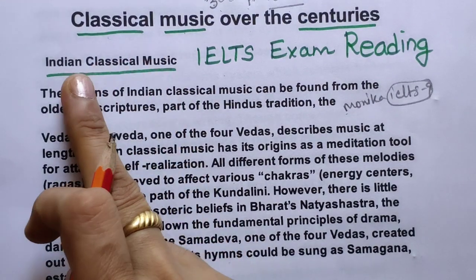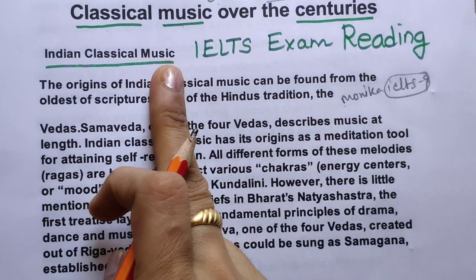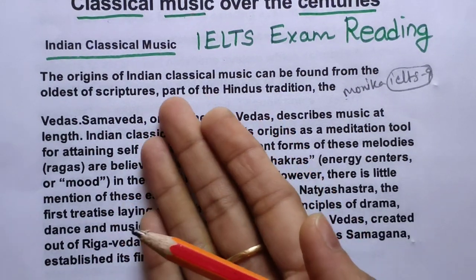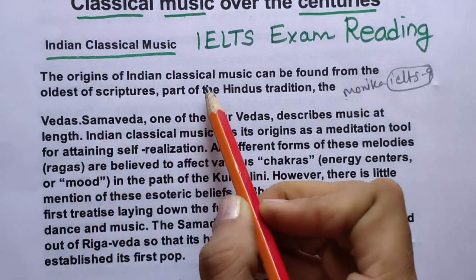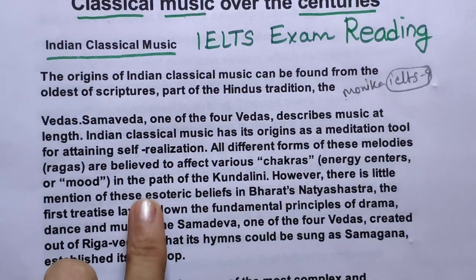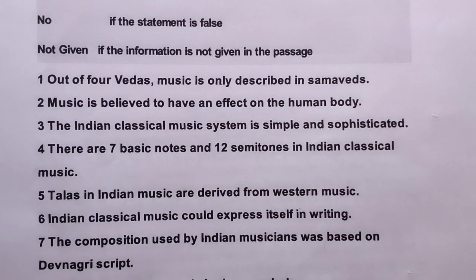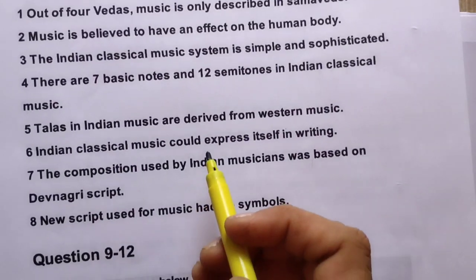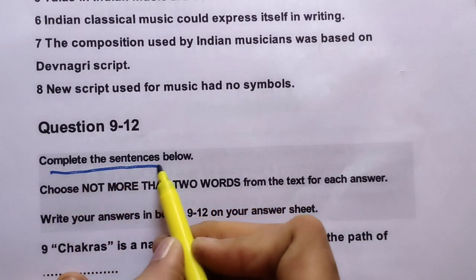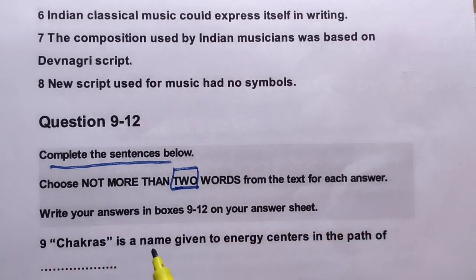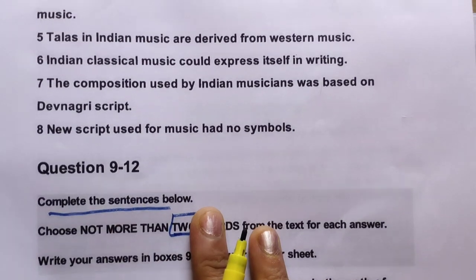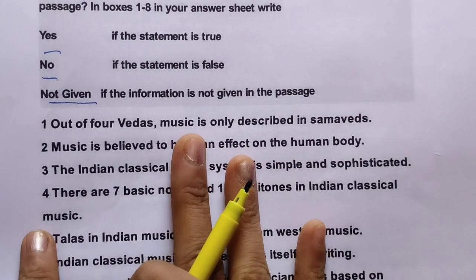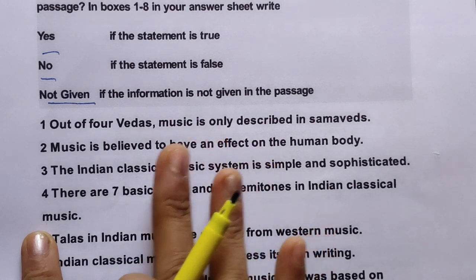Okay, so they are going to talk about Indian classical music. Of course, it seems an easy topic to me because it relates to my own country. I will not be reading anything here, and will straight away go to the types of questions. The first type is yes, no, not given. The second type is complete the sentences below with no more than 2 words, which means fill in the blanks. Only 2 types of questions are there, so don't worry if some questions differ from the actual IELTS exam. We will be doing practice.